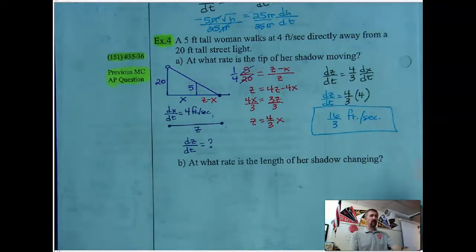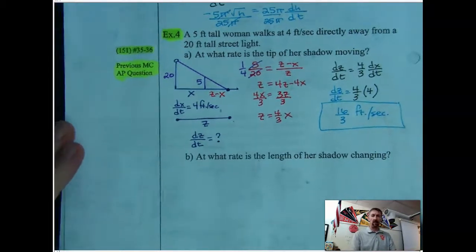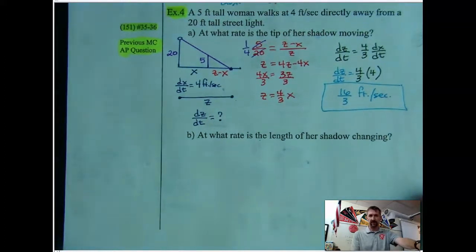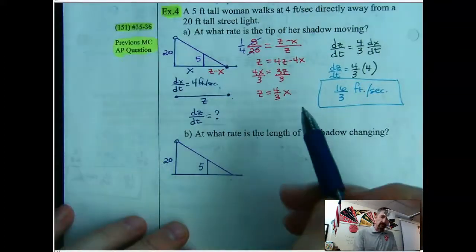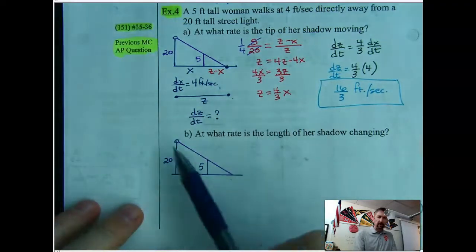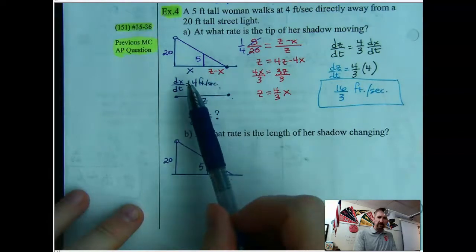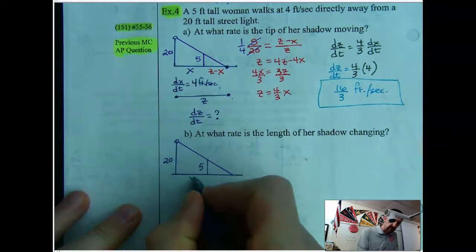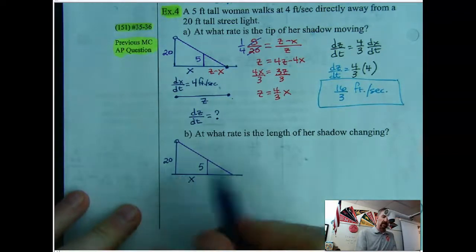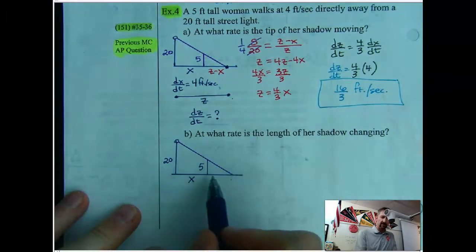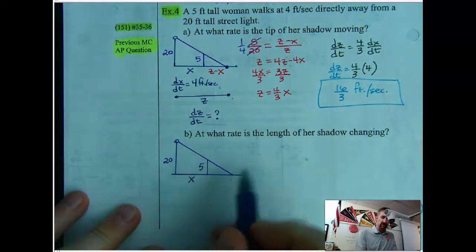Now, I'm going to pause this and I'm going to set up part 2 to shorten the video. The setup is very similar. There's one small difference. So see if you can do that. All right. So that part's all the same. Now, one of the pieces of information they gave us was the rate of change of the distance of the person to the pole. Now, the question has changed here. The question they're now asking us is, how fast is the length of the shadow changing?